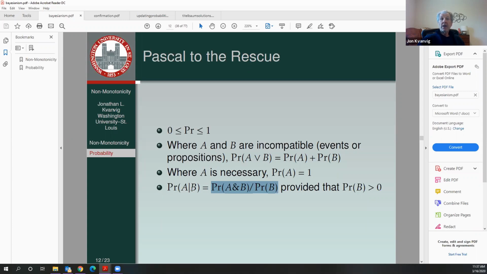The thing before the slash is the proposition we're giving a probability to on this condition. So the probability of A slash B is just the division that you see here. It is the probability of the conjunction divided by the probability of the condition, provided that the probability of the condition is greater than 0. That's because division by 0 is not defined.